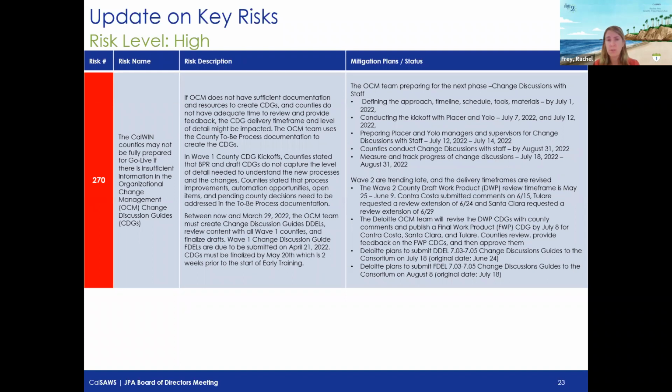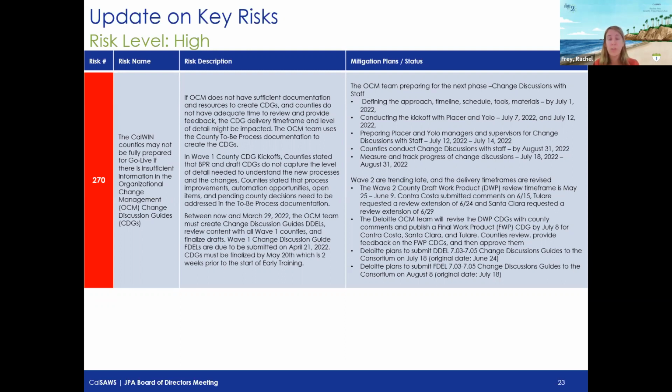The team is looking to alter our approach a bit going forward so that it becomes more of an interactive dialogue with the counties as these change discussion guides are being developed and produced, as opposed to completion of a product and then we receive the feedback coming through a comment log and comment response period. So there will be changes coming in terms of the way that the change discussion guides are developed going forward.